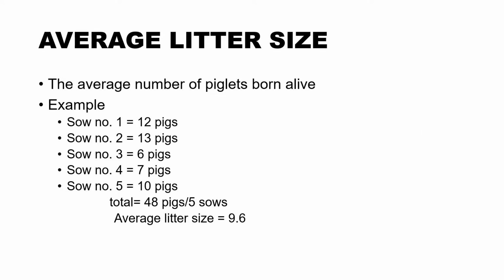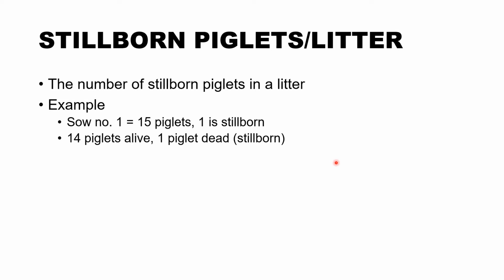Dapat buhay. So, stillborn piglets per litter naman, this is the number of stillborn piglets in a litter. So, yung litter kasi yun yung lahat ng anak ng isang sow, that is called a litter. Yung number of yung mga anak, mga piglets ng isang sow during a farrowing, kung ilan yung anak niya, yun yung litter. Or yung mga piglets na farrow nung sow natin, that is the litter.